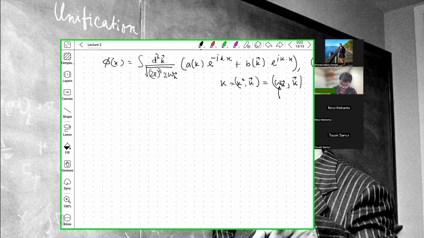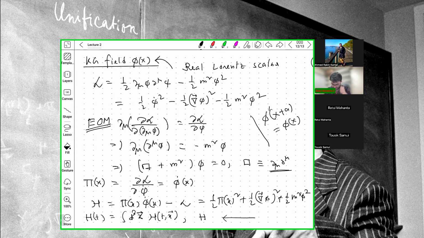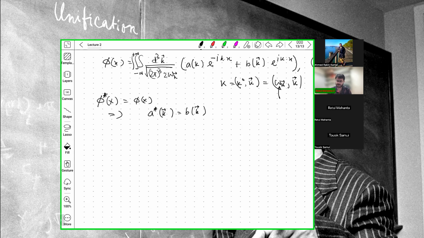But before this, I want to state that our phi was real. So the reality condition immediately tells you that a star k is b k. That you can find out. And the integrals here are actually triple integrals, all from minus infinity to plus infinity. Now try that it is a solution. I mean, take this shortcut approach. These operators are position dependent operators, like they act on derivatives of the position.